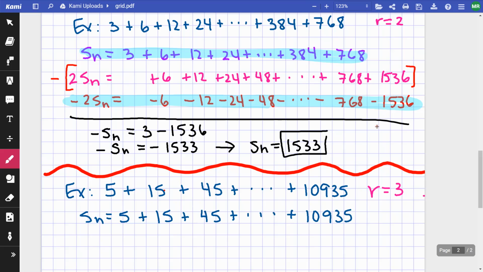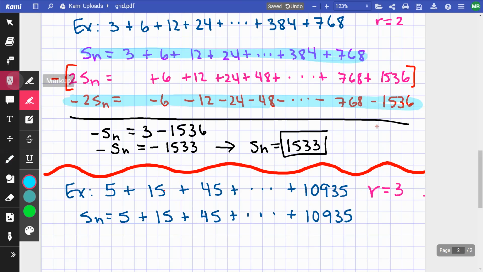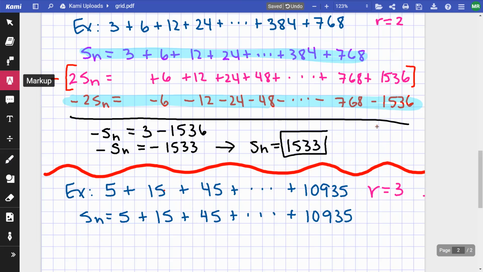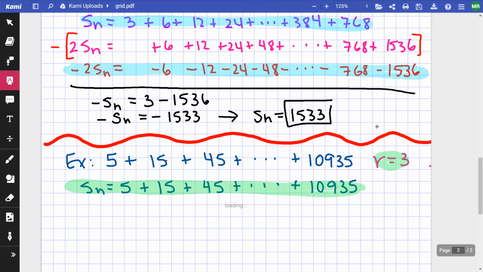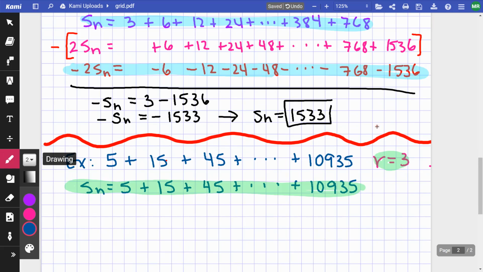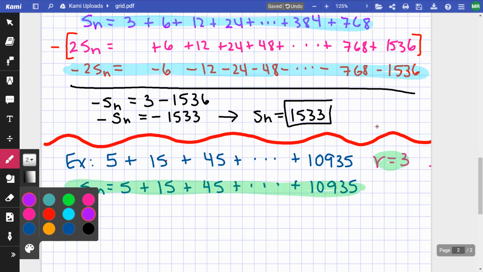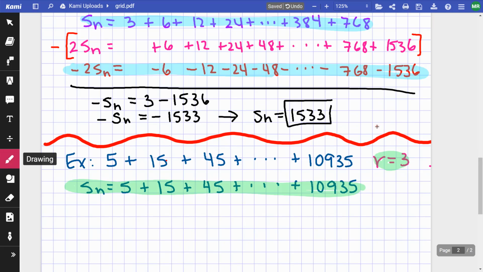Now I'm going to take this equation. I am going to multiply this equation by 3, because that's what I multiplied everything by to get the sequence. So when I do that, I'm going to have 3 S sub n is equal to, and when I multiply 5 by 3, I get 15. So I'm going to put it underneath the 15.